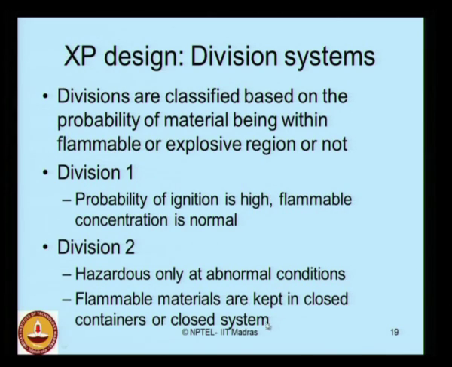So, ladies and gentlemen, in explosion proof design based on division systems, you can easily note that division 2 has a more or less controlled environment compared to division 1, because in division 1 type of design, the probability of ignition of the material is very high and the flammable concentration is said to be normal, whereas in division 2 type design the hazardous situation occurs only under abnormal, unexpected conditions. So, it is really an accident scenario where the probability of occurrence of this situation is very rare.